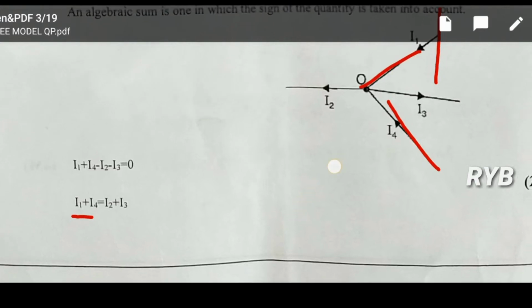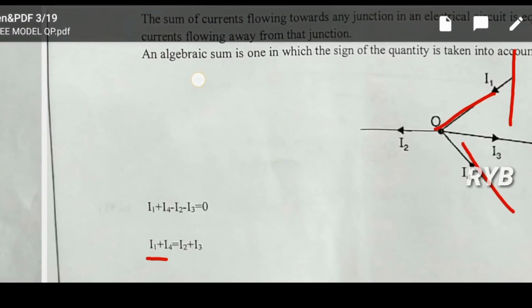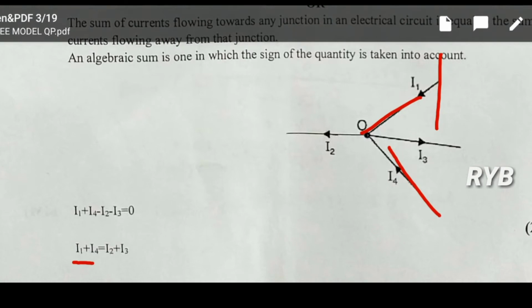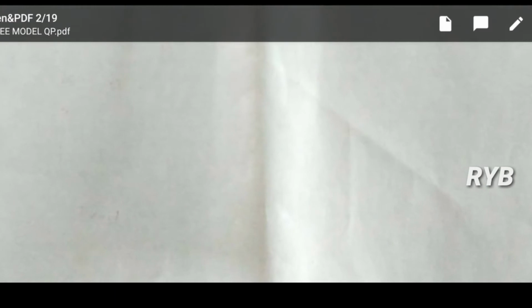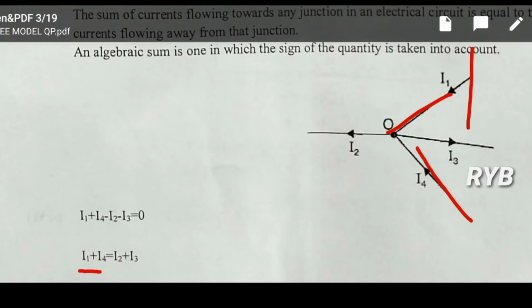The algebraic sum of all currents equals 0. Here I1 and I4 are incoming currents, and I2 and I3 are outgoing currents. That is, the sum of incoming currents equals the sum of outgoing currents, or the algebraic sum of total currents equals 0. If you move I2 and I3 to the left-hand side, then it becomes I1 plus I4 minus I2 minus I3 equals 0. That is KCL.